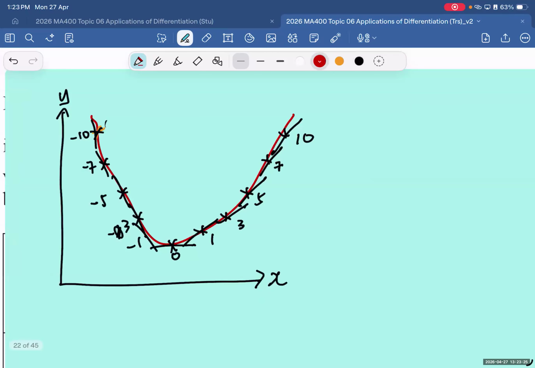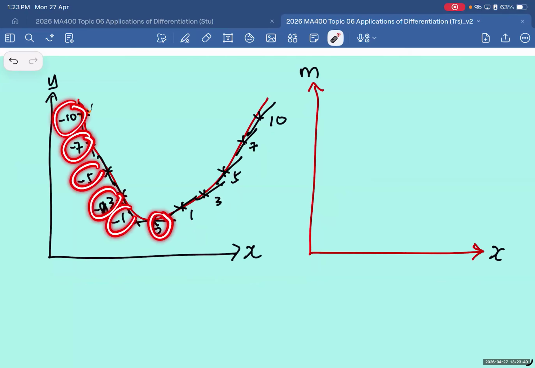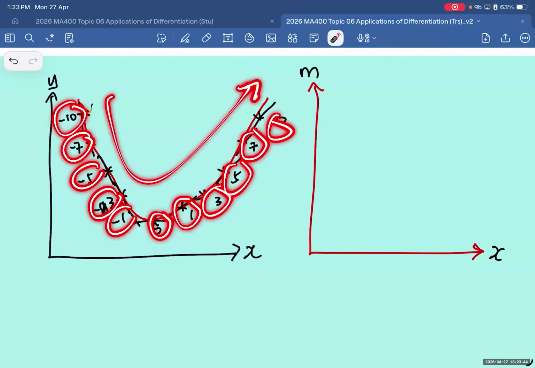Now, you all look at the gradient, right? Okay. I use the gradient. I draw the gradient versus x. Can you see? Look at these numbers: negative 5, negative 3, negative 1, 0, 1, 3, 5, 7, 10. Look from left to right. What's the gradient doing? Is it getting bigger or getting smaller? It's getting bigger.